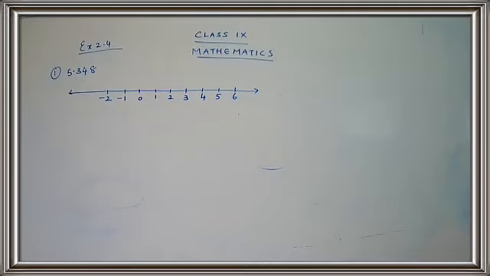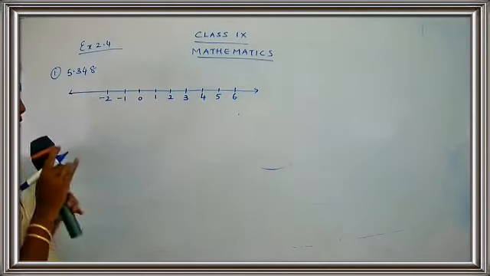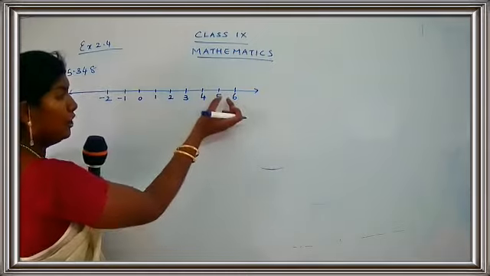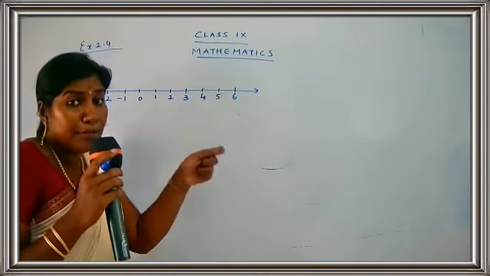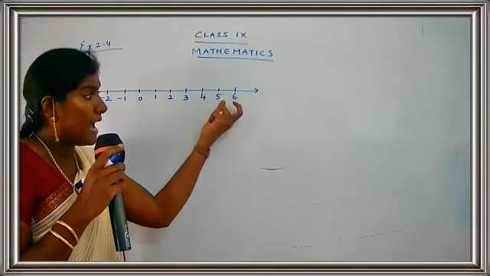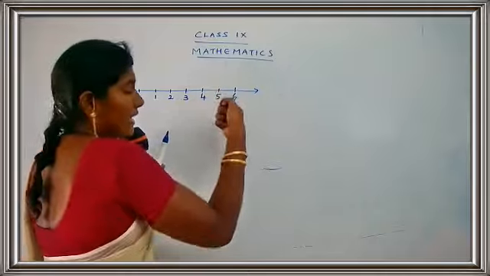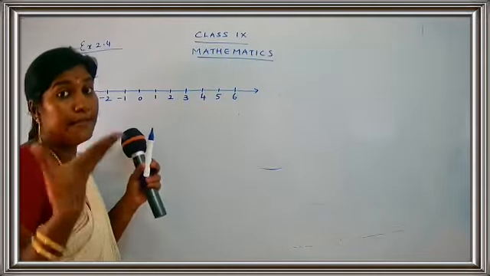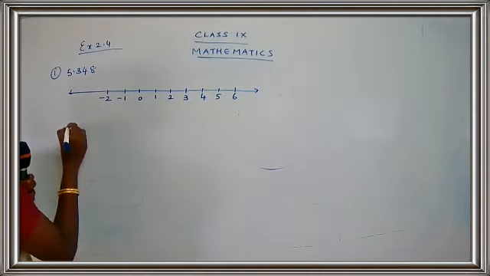Okay. So you know that 5.348 lies between 5 and 6. So I have just taken till 5 and 6. Now, very simple thing. I'm going to magnify the area between 5 and 6. Just keep a magnifying lens. Think that your eyes are the magnifying lens and you're going to magnify this. So when you magnify 5 and 6, what do you get?